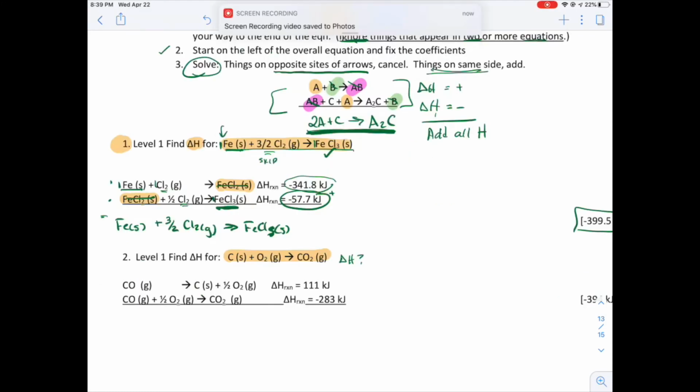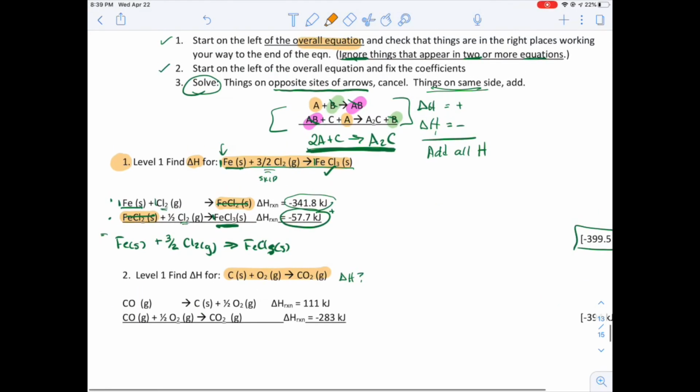So this is our overall reaction, and we're going to just follow our steps. We're going to start on the left of the overall equation, C. Here's where our C is. So our point of this first step is to get everything in the right place. He's not in the right place, so we're going to use the principle that we used above. We're going to flip the reaction. I'm going to flip it over here to the right. When you get good at these, you'll just flip it just above it.